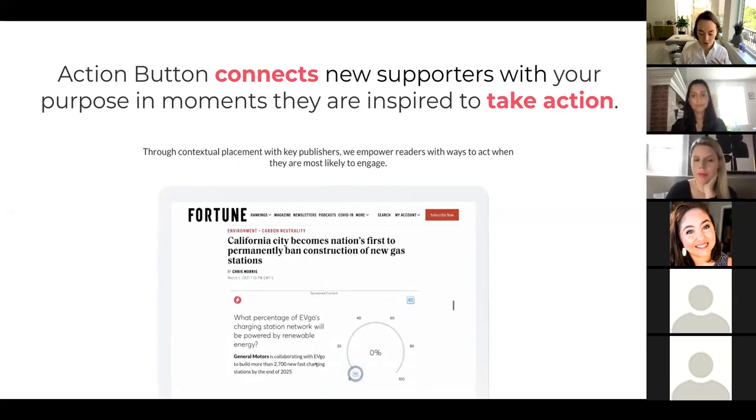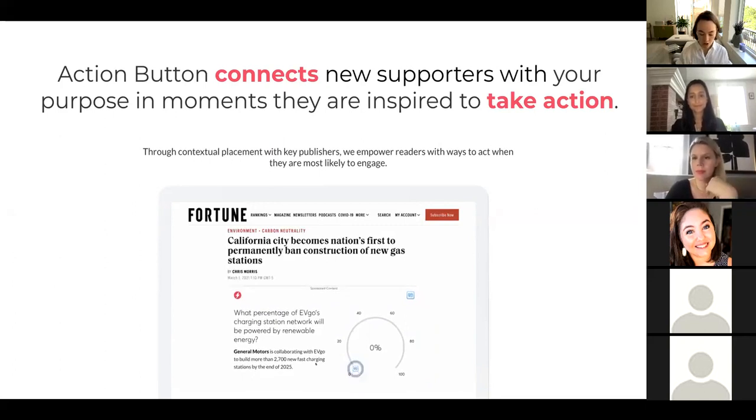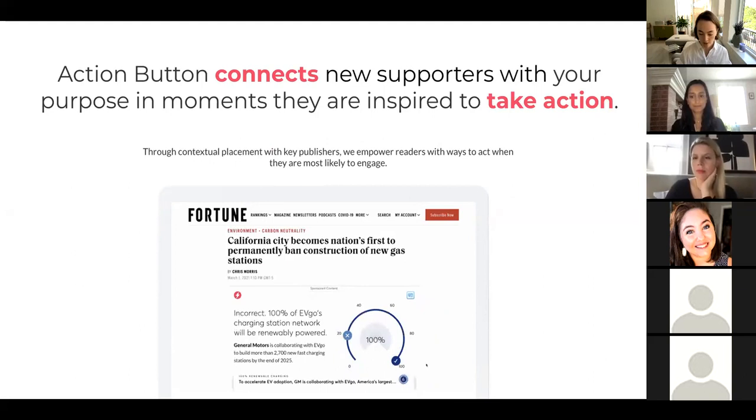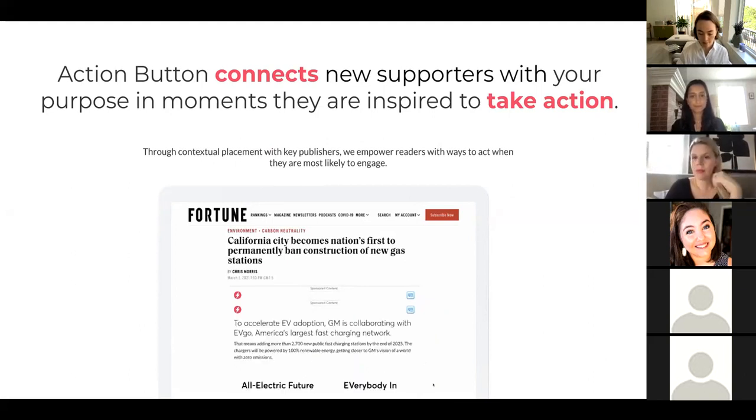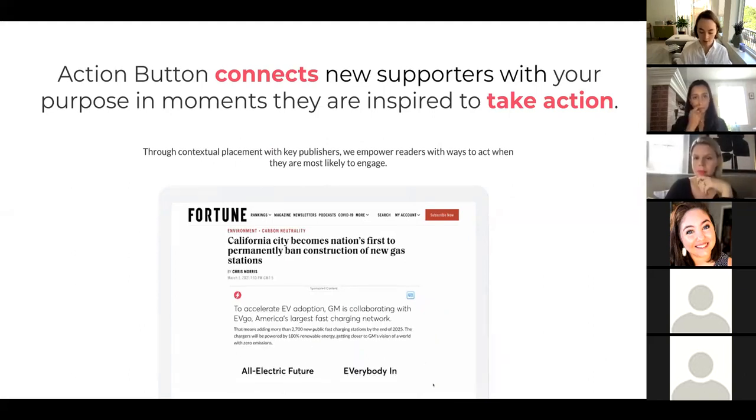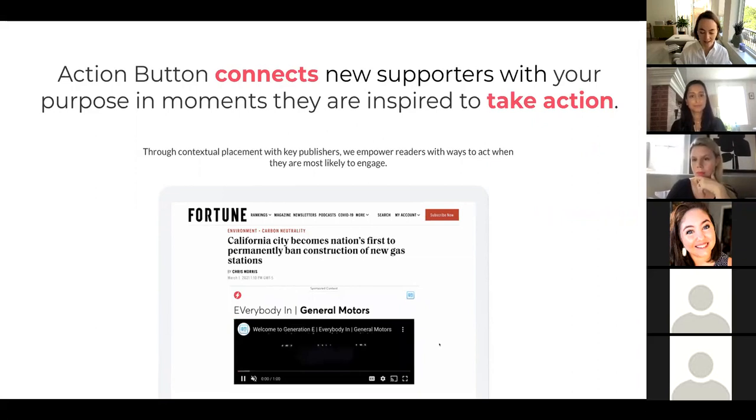So you're able to work with the ActionButton team to custom design these buttons that are encouraged and well designed to engage folks. You're able to contextually place those across ActionButton's network of publishers. And so people are really able to interact with these buttons where they're learning about an issue that matters to you, where they're being engaged on a topic.